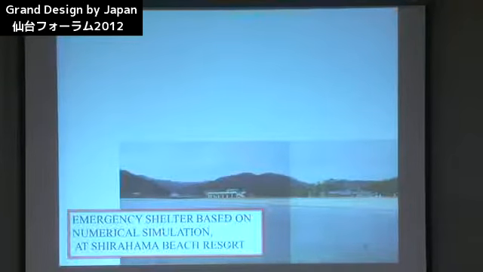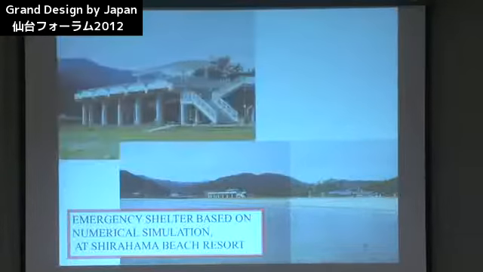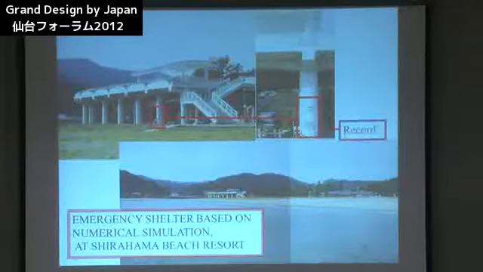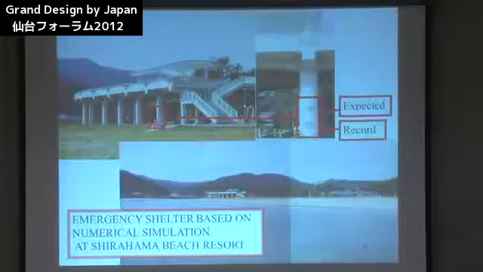Here, an emergency shelter on the beach, but here it is enough. The height is enough, so there are marks here. There are 2 lines. One is the highest tsunami record in the past, and this one is the tsunami that will be in the near future. So these lines are quite low compared with this terrace.